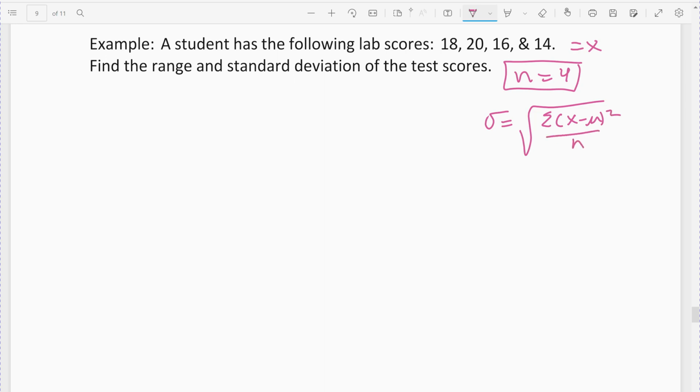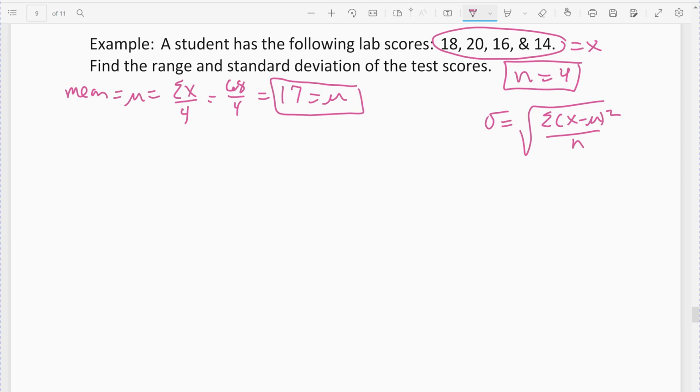So before I get started, the first thing I'm going to find is my mean, because I know I need to find the mean. The mu is the sum of my data values divided by the number of them, which is 4. So I add these up and divide by 4. When I add them up, 18, 20, 16, and 14, that adds up to 68. Take my 68, divide by 4, and my average, my mean, which is that mu symbol, is 17. And I need that because that's a part of the formula. So that's the first thing you do: figure out how many numbers you have and find the mean of those numbers.